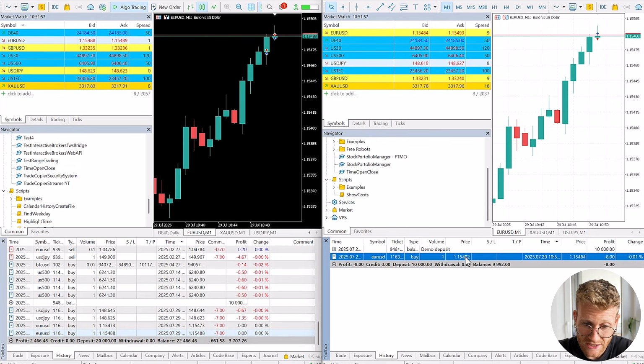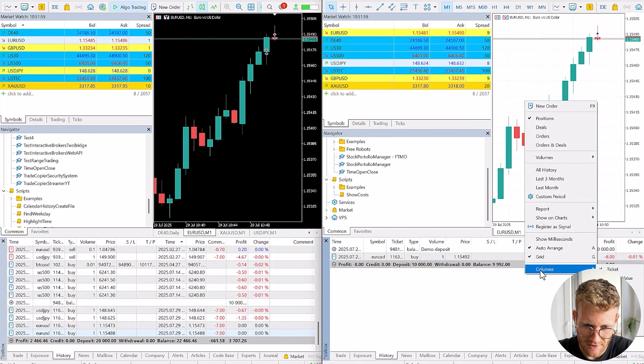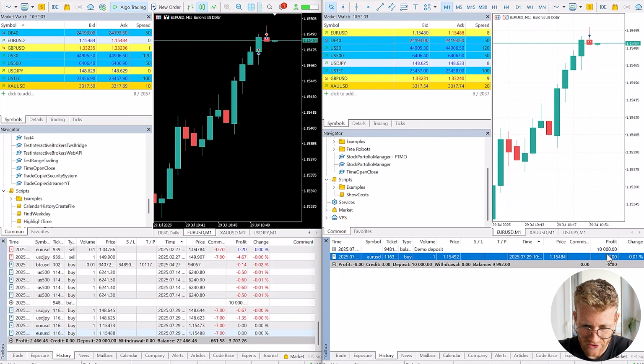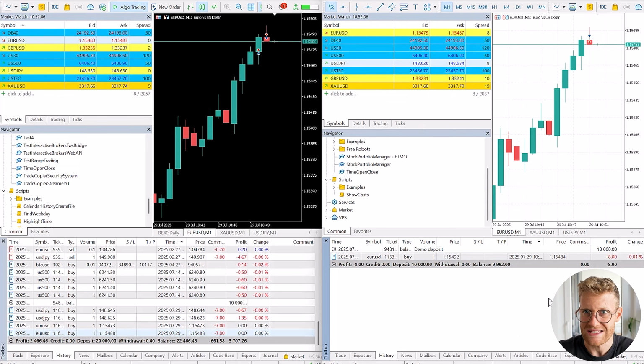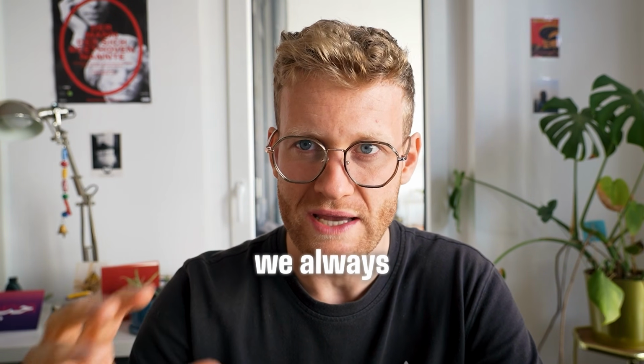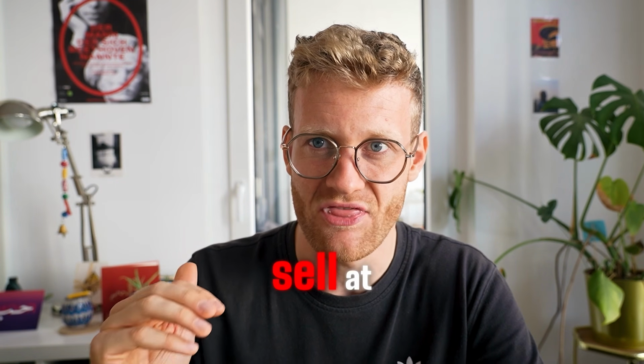On the right side, we did not pay any commission. Wait, let me show the commission here. We did not pay any commission, but the profit on the right side is -8. And this is only coming from the spread, because if we buy and sell at the exact same price, and this is important, we always can only buy at the ask price. We always can only sell at the bid price. Always. There's no way around this.